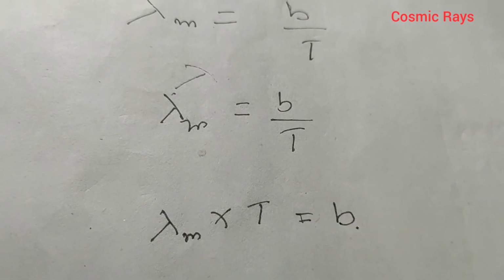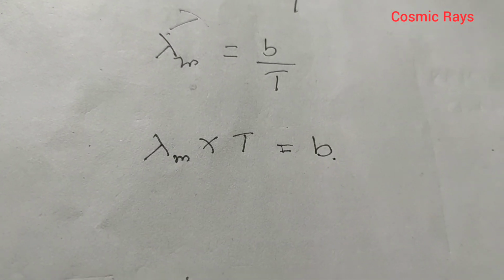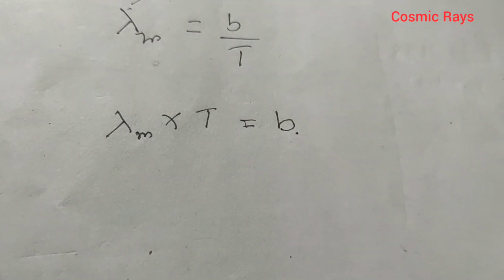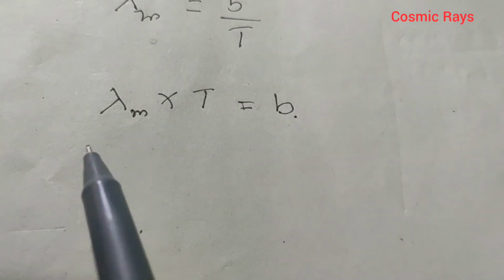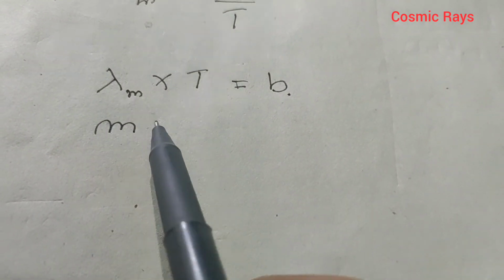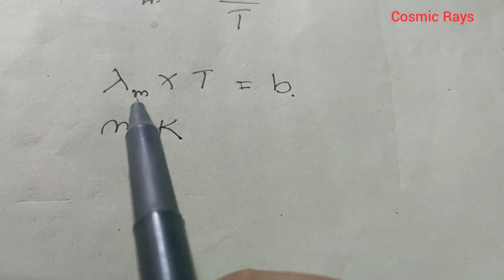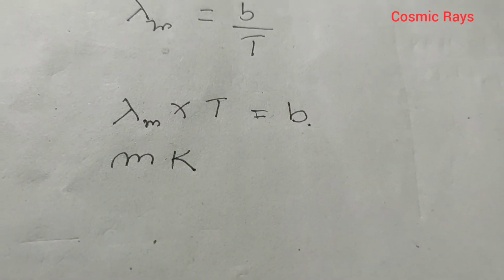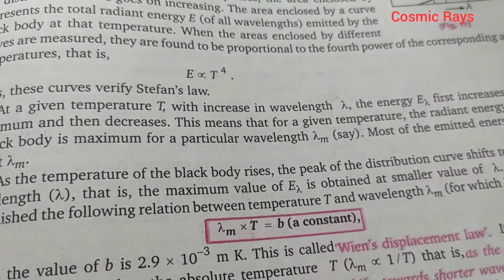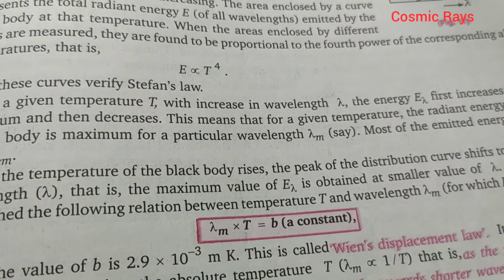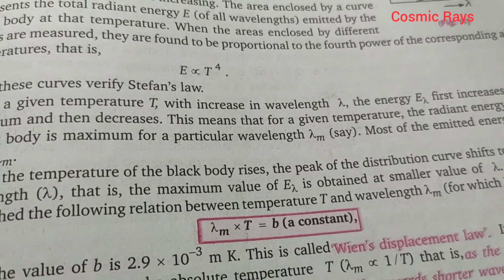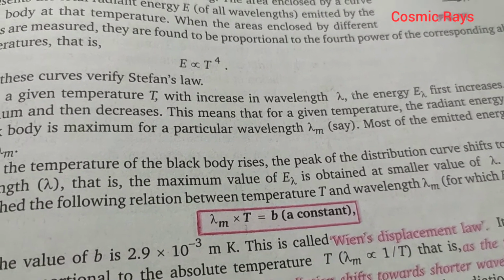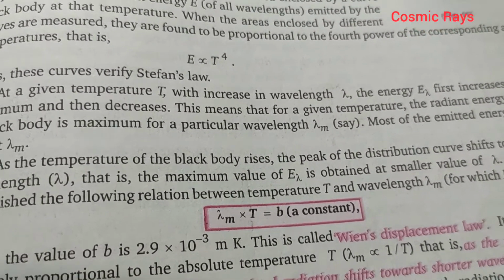B. Now this Wien's constant or constant of proportionality has the SI unit as meter Kelvin, because this wavelength is measured in meters and temperature in Kelvin, and its value is 2.9 into 10 raised to the power minus 3. Now this relation is known as Wien's law or Wien's displacement law.